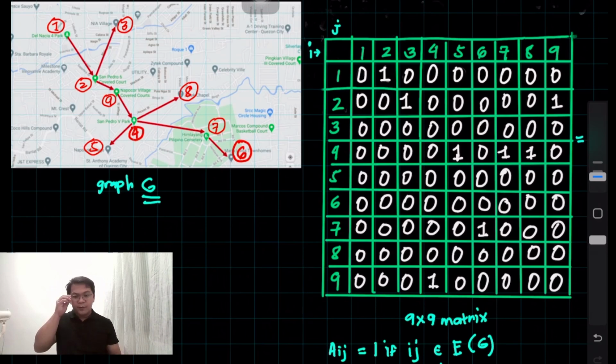There you go. We have completed our adjacency matrix. So we have a couple of ones, but we have a lot of zeros. But there you have it. That is how we can represent our directed graph using an adjacency matrix.